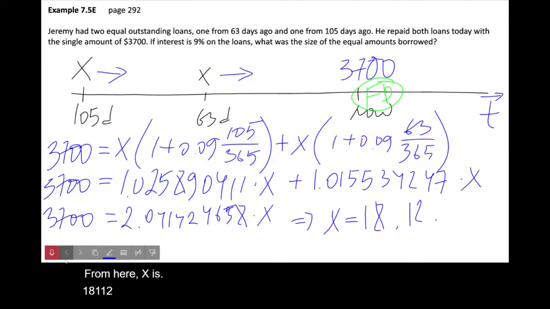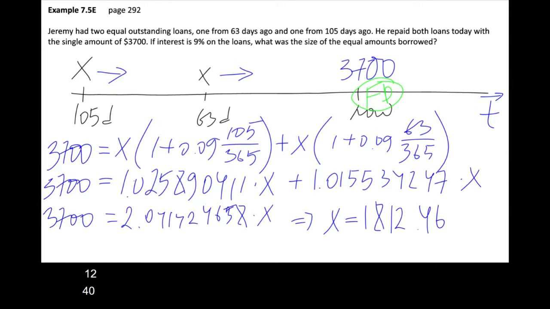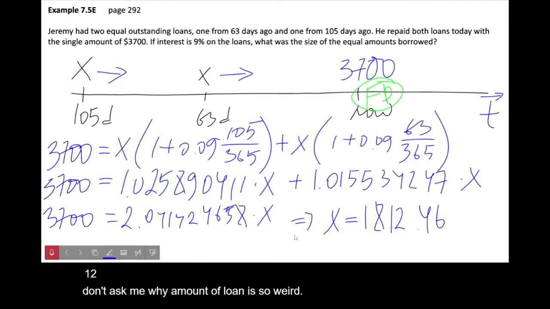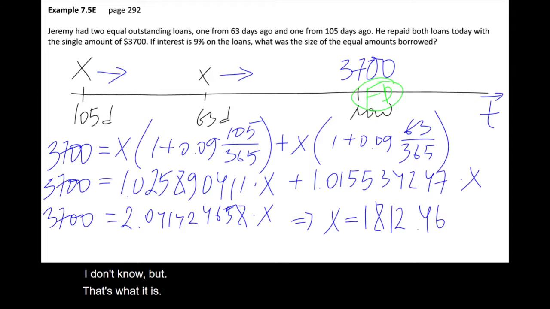$1,812.46. Oops, too many points. Don't ask me why the amount of loan is so weird. I don't know, but that's what it is. So Jeremy borrowed two times the amount of $1,812.46.